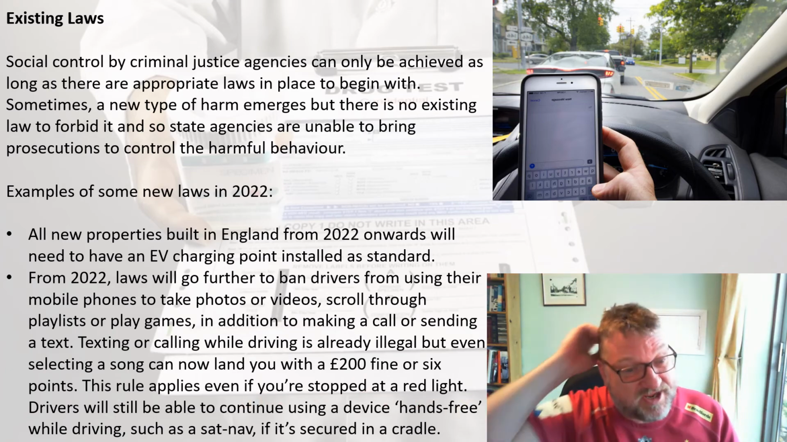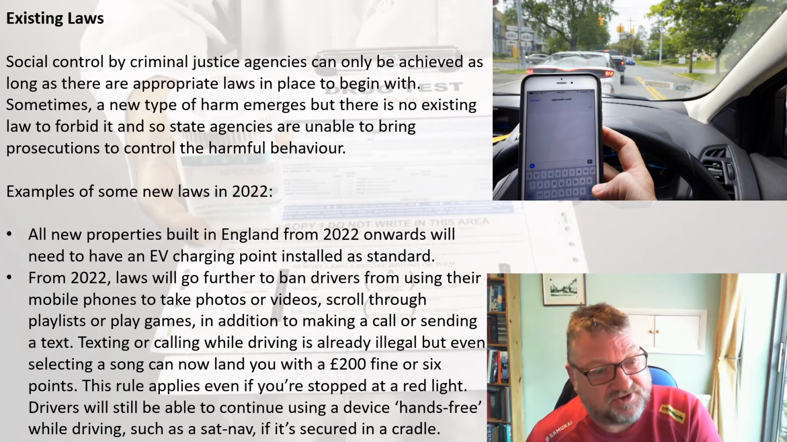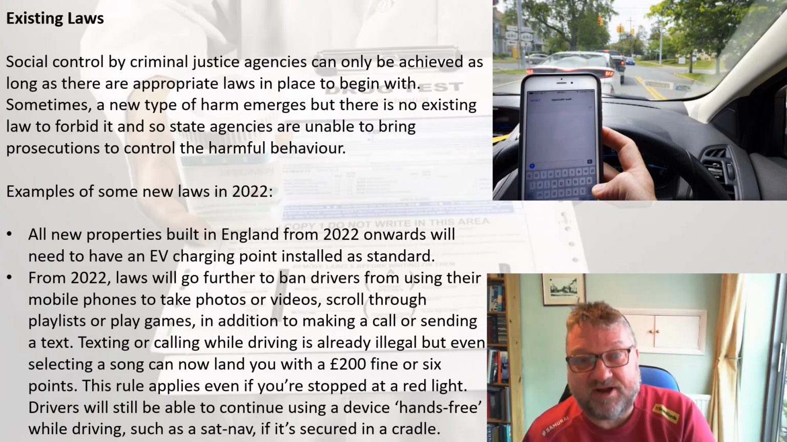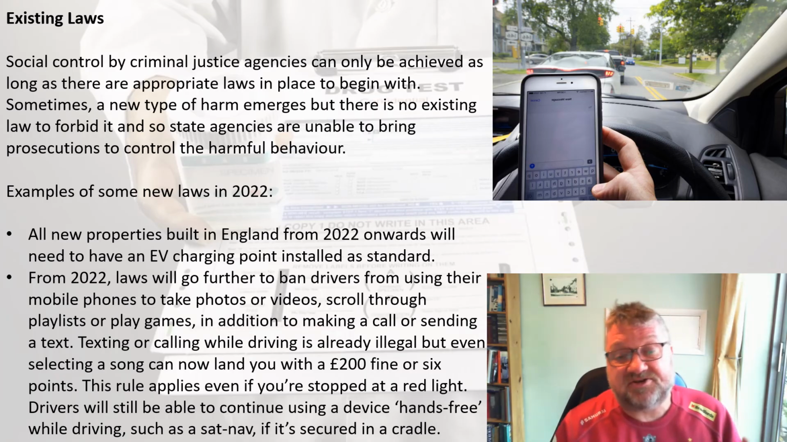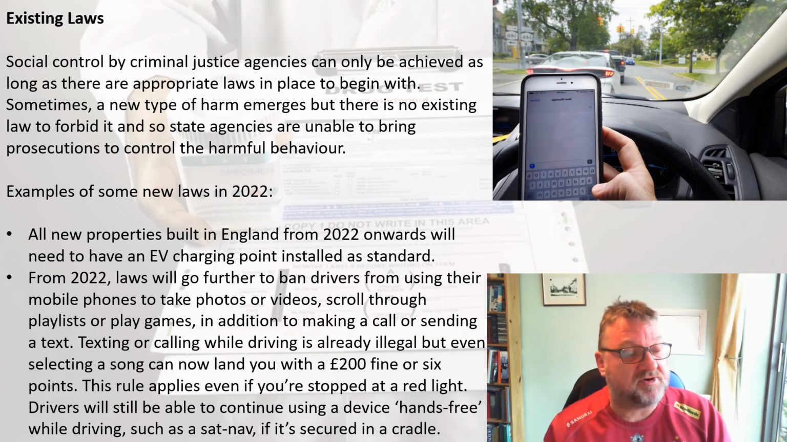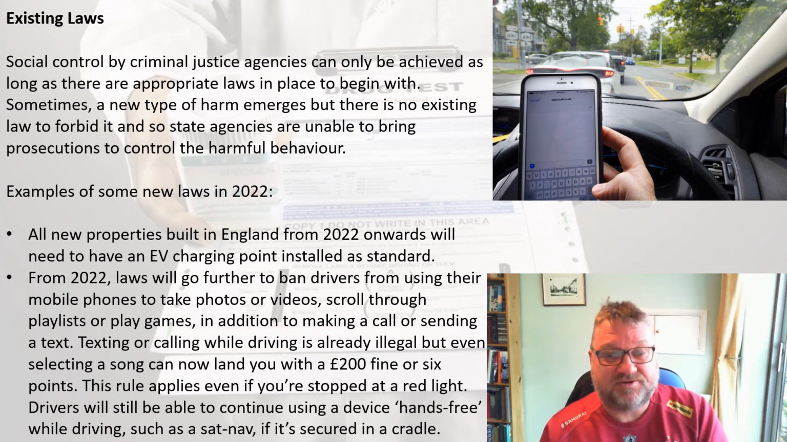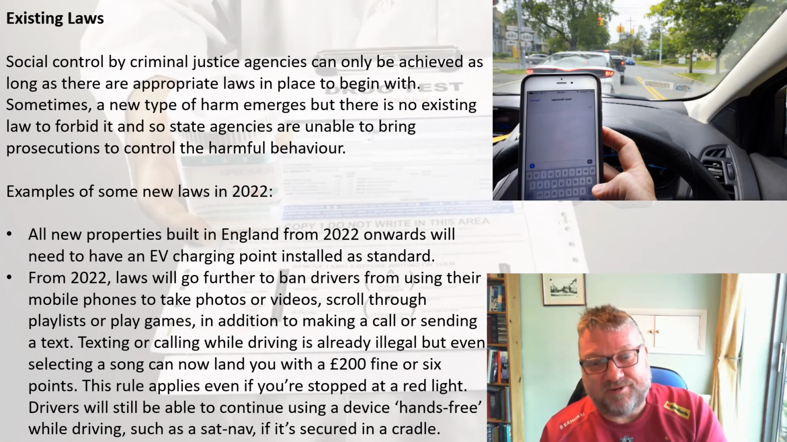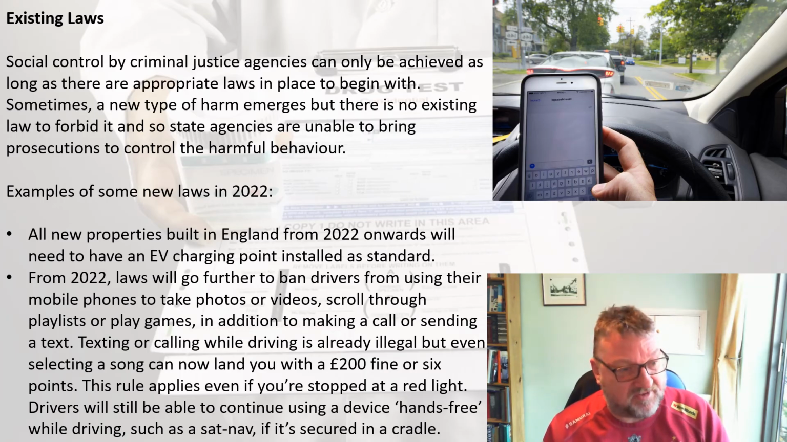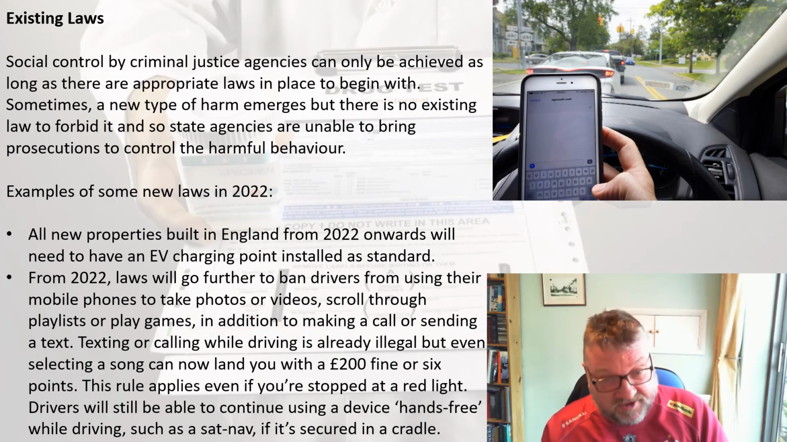So you can still carry on using hands-free devices while driving, providing that hands-free device is in a secure cradle. So that is how the law has changed, to stop people going, oh, I wasn't on my phone, I was using it as a hands-free device, it was a map. Well, if it wasn't secured, then you were on your phone and you're going to get a fine and you're going to get some points. So that is how the law has changed. And existing laws need to change all the time to allow for new things coming in.